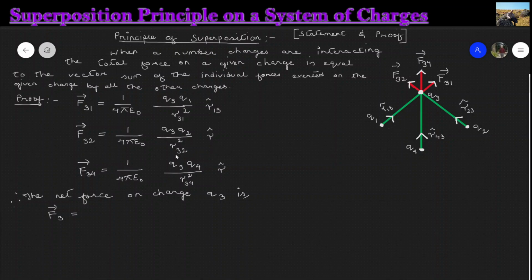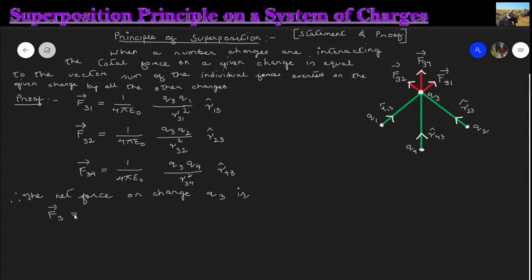Now similarly for F32, where is F32? F32 is in this direction. So what will be the direction of F32? The direction of F32 will be R23 cap. So you have to write here R23 cap. And F34 will be what? The unit vector will be R43. You have to write here R43. So that is the way.